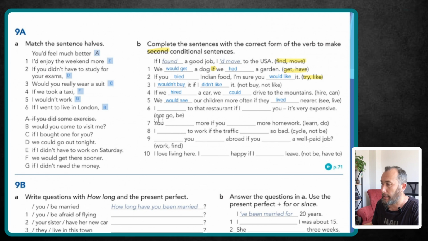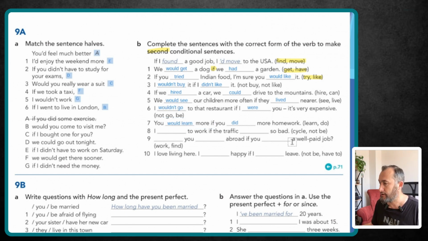All right. Again, the if part is the second part. So the second verb, be, I'm going to use past simple. You, I'm giving advice. So if I were you, I wouldn't go to that restaurant. Number 7. You more if. Again, if is in the second part. I'm going to use past simple. So we're repeating the same thing, guys. Past simple of do is did. If you did more homework, you would learn more. Basically, you would learn more.